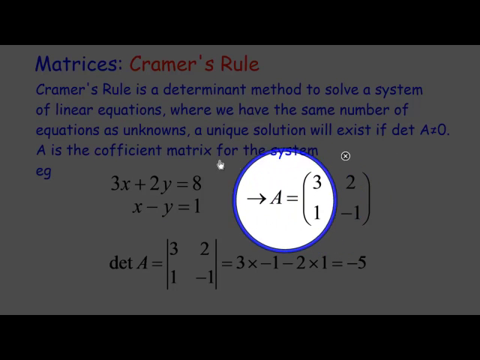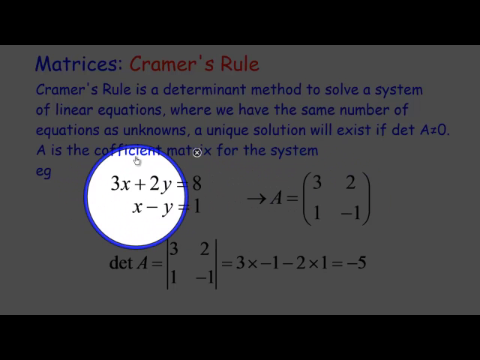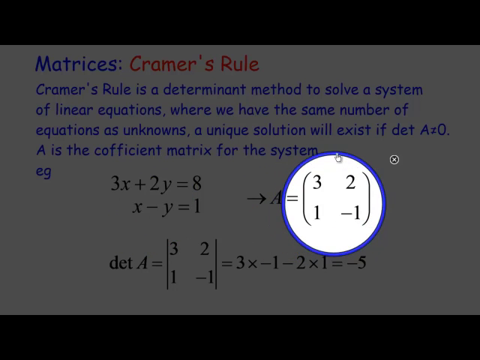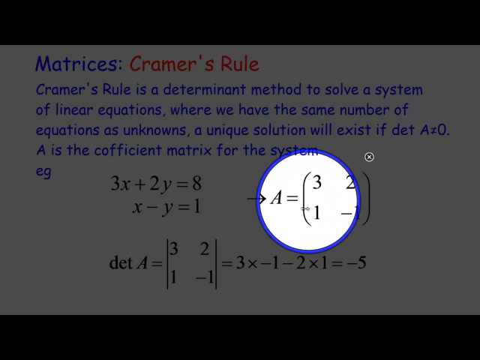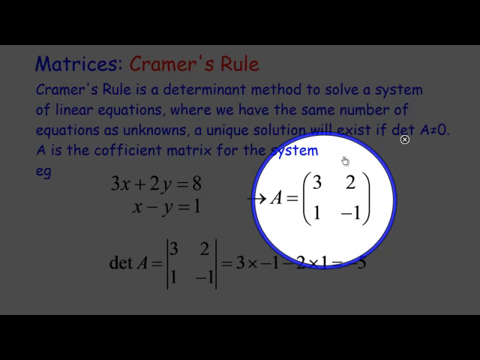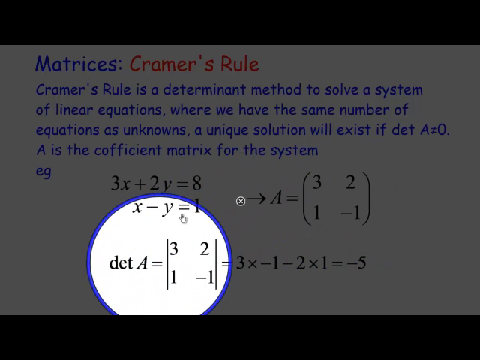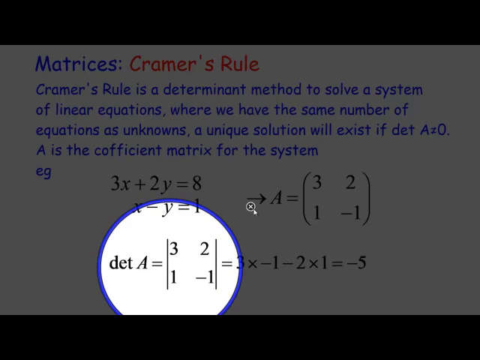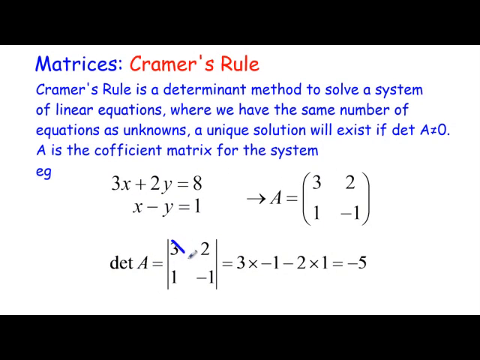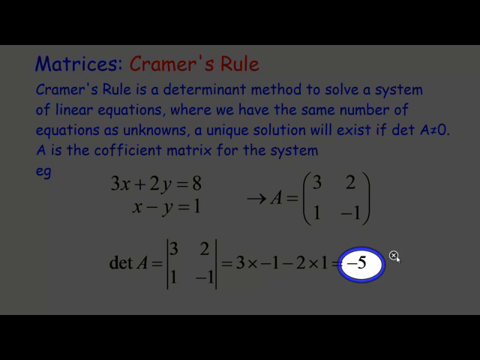Now, where did that come from? Well, if you look over here, have a look at the coefficients of x and y: 3, 2, and 1, minus 1. So the matrix A is formed from the coefficients. This is called the coefficient matrix, and in a minute we're going to find its determinant, which is fairly easy to do. You might remember, 3 times minus 1 minus 2 times 1, giving us negative 5. So negative 5 is the determinant of the coefficient matrix, 3, 2, 1, minus 1.